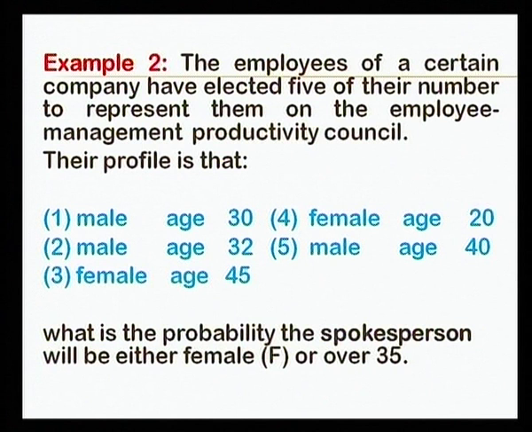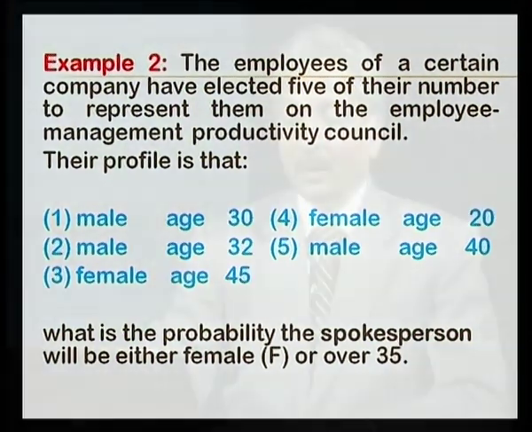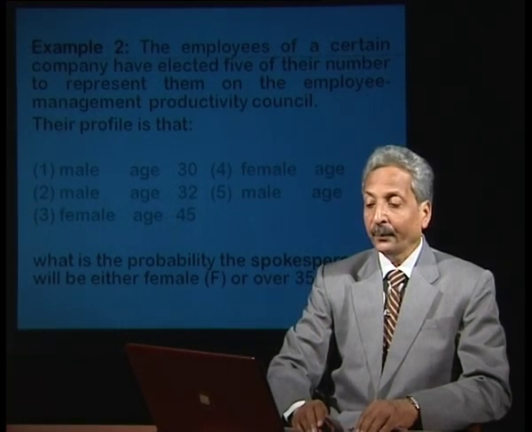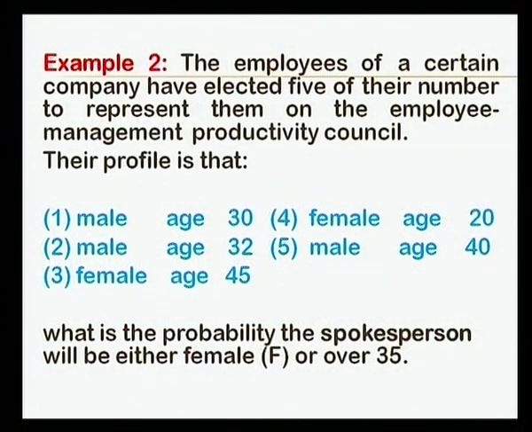Now, let us consider another example. Suppose the employees of a certain company have elected 5 of their number to represent them on the Employee Management Productivity Council, and the profile of these 5 members is that one of them is male aged 30, the second one is also male aged 32, the third one is a female aged 45, the fourth one is a female aged 20, and the last one is male aged 40.